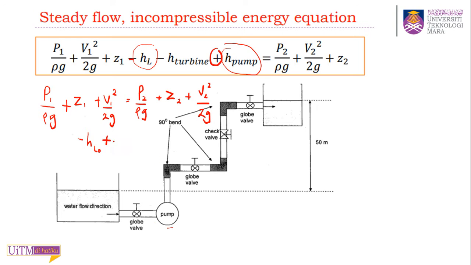So that's why we have the plus sign for the pump. That's why the plus head for pump. And lastly, because sometimes the operator wants to use a turbine to rotate, to do another work, and this turbine will reduce the energy. So that's why the sign is minus for turbine.